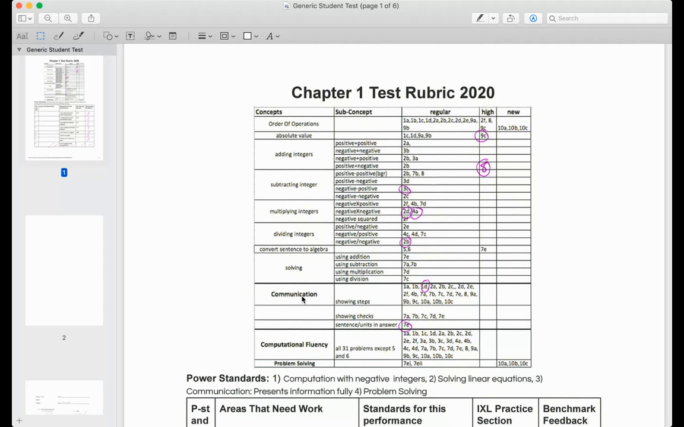And then down here, we have communication. You're also being assessed on communication. How well do you show your steps? Are you showing the checks of the ones that were asked for that? When you give your answer, do you write it with the units or in a complete sentence?